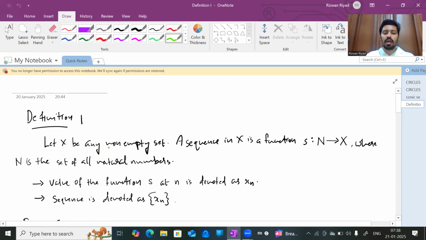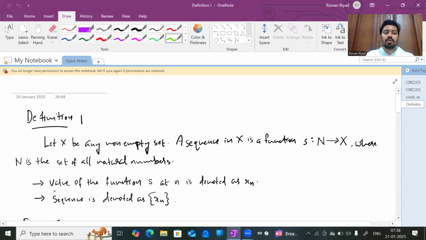Let X be any non-empty set. A sequence in X is a function S from N to X, where N is the set of all natural numbers. Such a function is known as a sequence in our set X. It is a function from natural numbers to that set X, denoted as S. That is an example of a sequence.